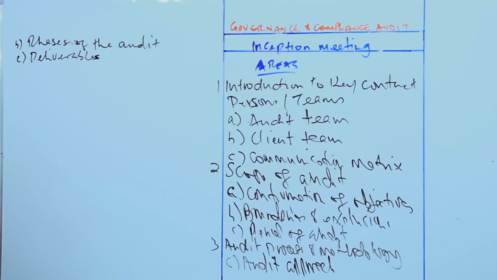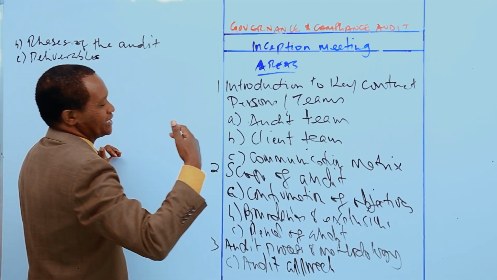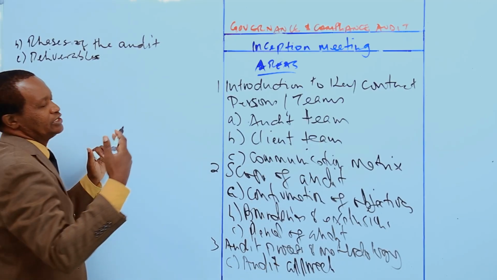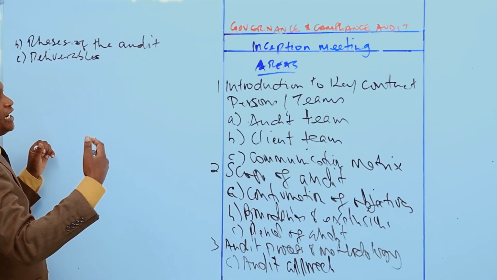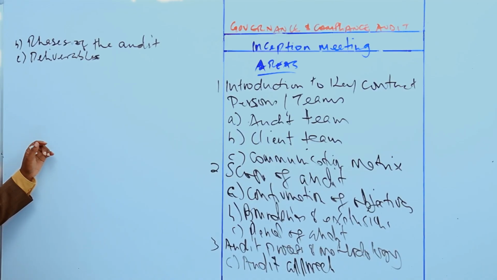Here, there has to be confirmation of the expected deliverables, such as interim reports. At the end of the audit, what should the client expect? They have to agree on what is expected at the end of the audit. Is it an audit report? Is it an internal interim report, or is it draft findings or management letters or the final audit report? The deliverables have to be agreed upon during the inception meeting.